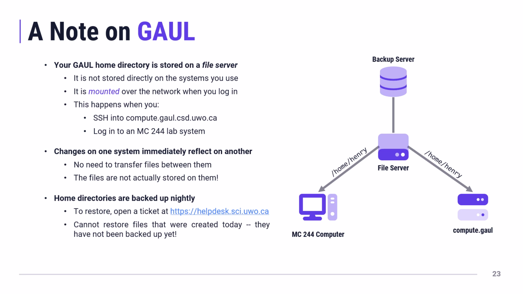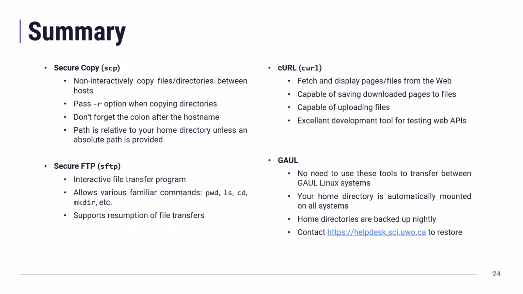Your home directory is backed up every night, I think around 1 a.m., which means that if you created a file, say an hour ago, and then you accidentally deleted it, that file hasn't been backed up yet. So as long as your file or directory that you're looking to restore was created more than 24 hours ago, you can open a ticket. Otherwise, I'm afraid you're out of luck. So that's it for this topic.